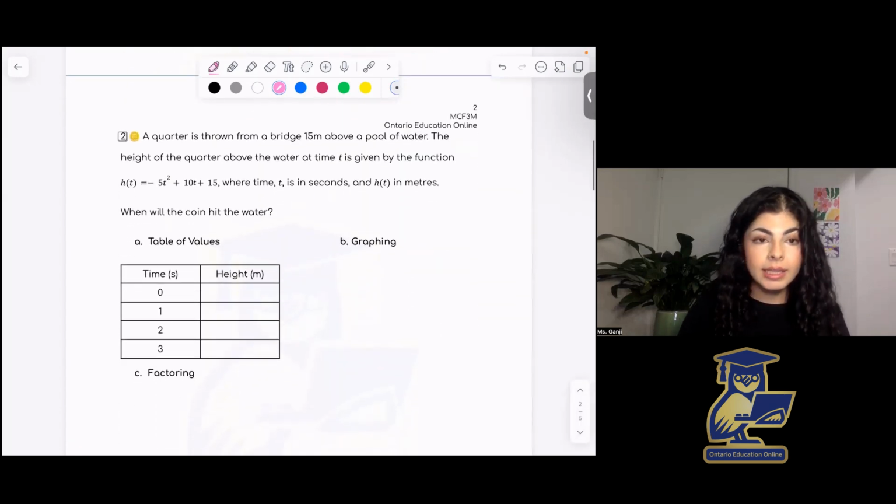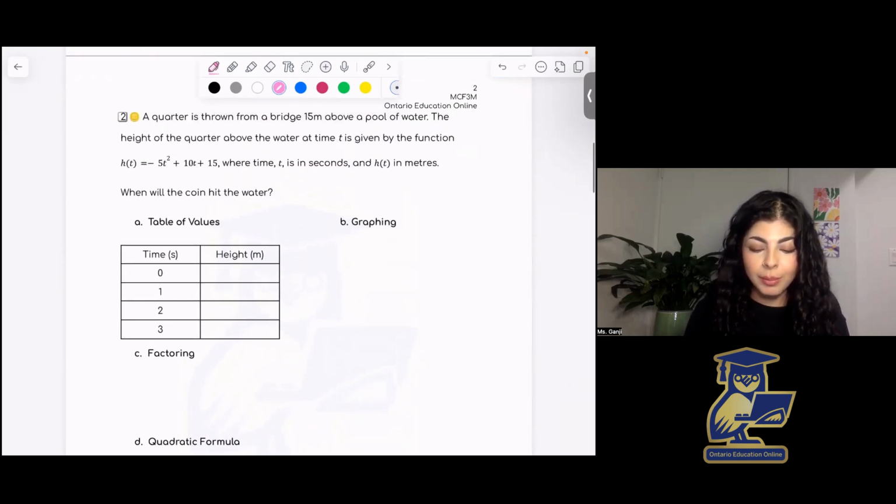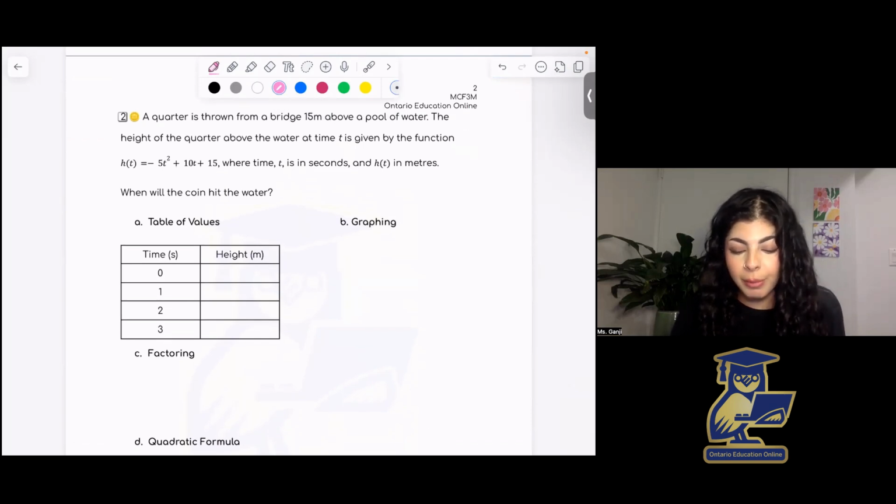So in this example now, we're going to be solving the same question, which is of when will the coin hit the water, but using different methods. So the problem we're told is that a quarter is thrown from a bridge 15 meters above a pool of water. The height of the quarter above the water at time t is given by the function h of t is equal to negative 5t squared plus 10t plus 15. So time here is in seconds and our height is in meters. And we're asked when will the coin hit the water.